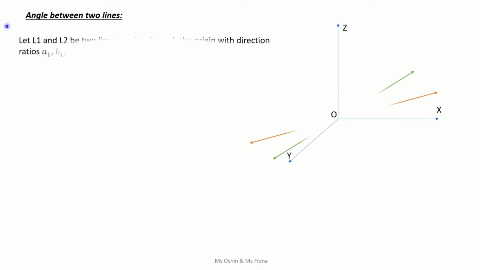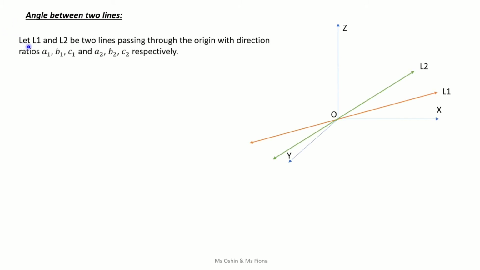Now let's find the angle between two lines. Suppose L1 and L2 be the two lines passing through the origin with direction ratios A1, B1, C1 and A2, B2, C2 respectively. Let theta be the angle between them. Let P and Q be points on L1 and L2 respectively.